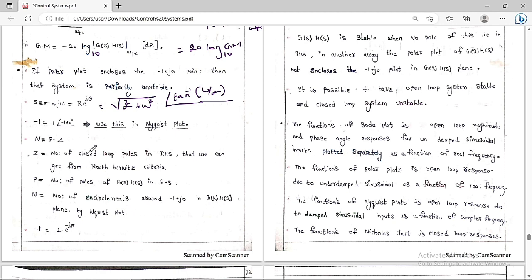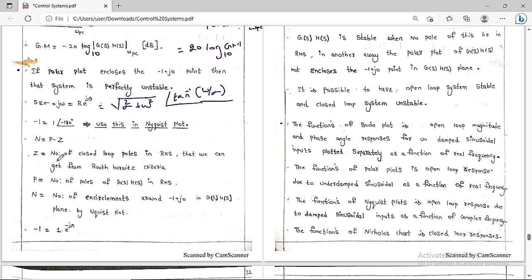So this formula should always be kept in mind: N is equal to P minus Z. Where Z indicates the number of closed loop poles present in the RHS that we can get from the Routh-Hurwitz criterion, whereas P indicates the number of poles of the open loop transfer function present in the RHS of the s-plane, and N indicates the number of encirclements around the minus 1 plus j0 point in the open loop transfer function by the Nyquist plot.